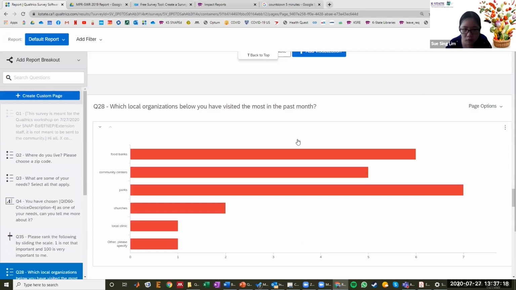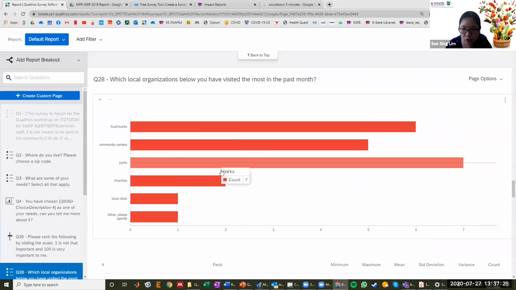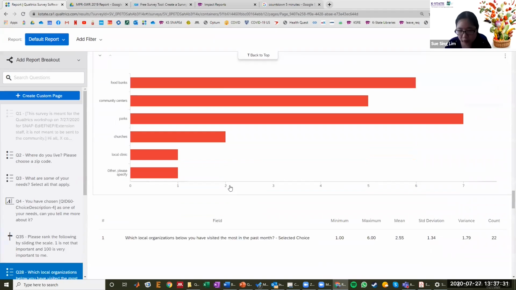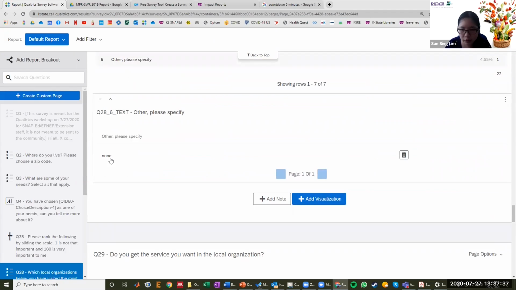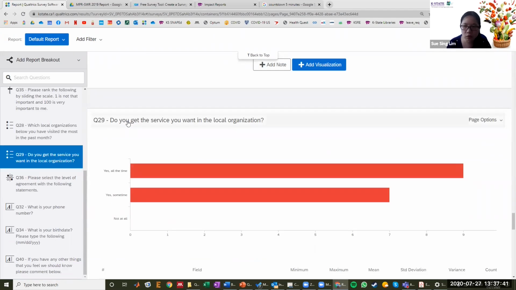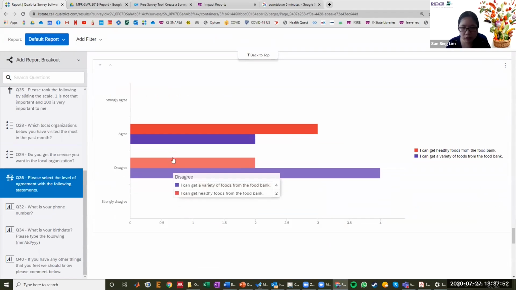Next question, which local organization below you have visited the most? And then it has a chart again. So, oh, parks. Most people went to parks. That's great. Okay, some people put none. So that's okay. And then, so you remember this one is a skip question. If you put other than food banks, you will get this question. But if not, then you will get this question.